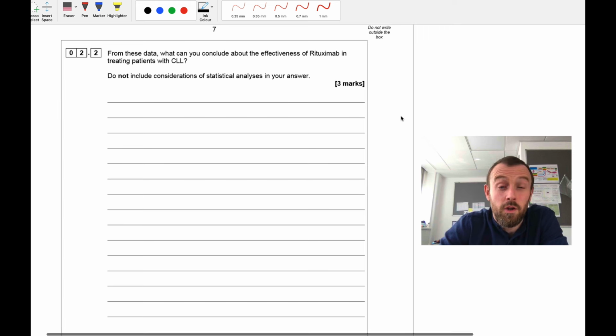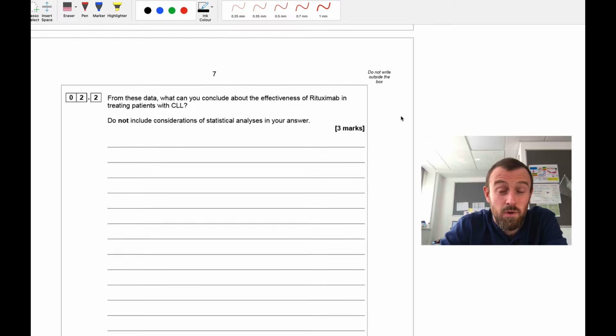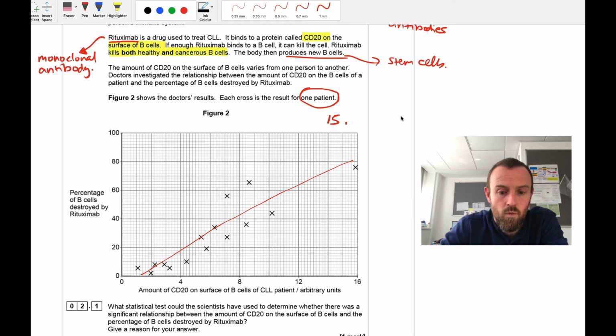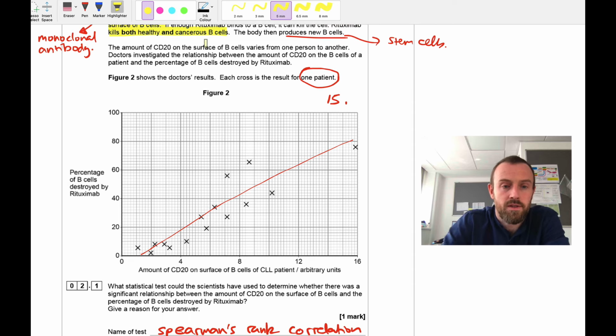From the data, what can you conclude about the effectiveness of rituximab in treating patients with CLL? Do not include considerations of statistical analyses in your answer. So we go back up here and we look at this graph. What can we conclude from this graph? We need 3 points. The first point is that the percentage of B cells destroyed by rituximab increases the more CD20 receptors there are on the surface of B cells. So therefore, this medication may be more effective if patients have more CD20 on the surface of their B cells. So basically describing this correlation.